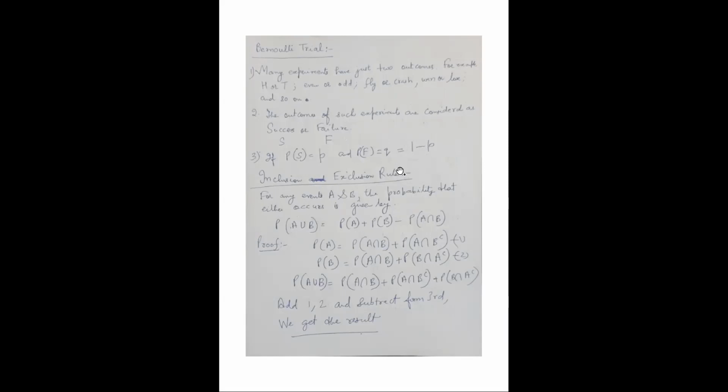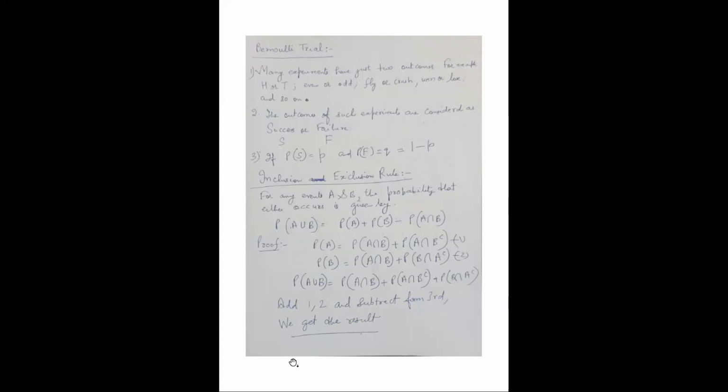This is another inclusion and exclusion principle, which says that for any events A and B, the probability that either occurs is given by probability of A union B is P(A) plus P(B) minus P(A intersection B) when the events are dependent. So this will be given by P(A) plus P(B) minus P(A intersection B). If the events are disjoint, in that case, this term will be 0.